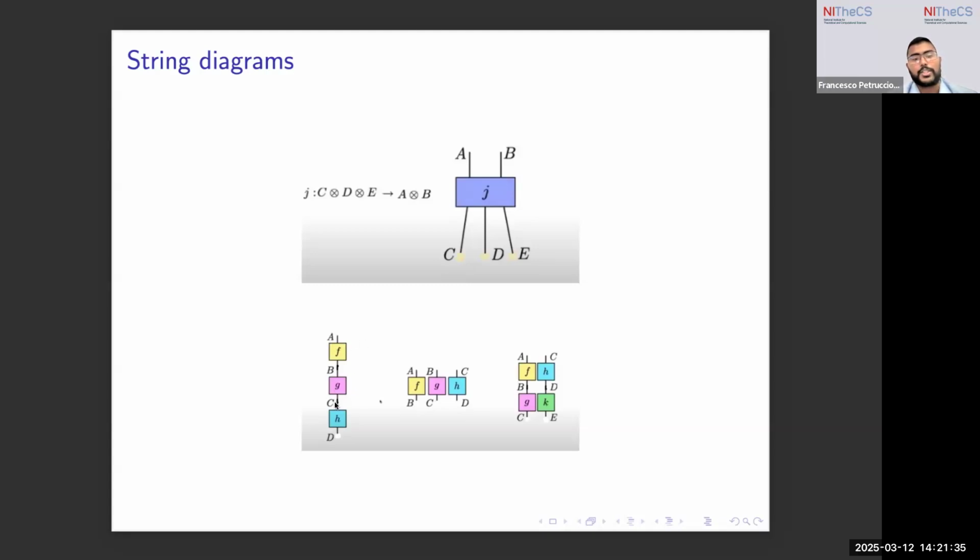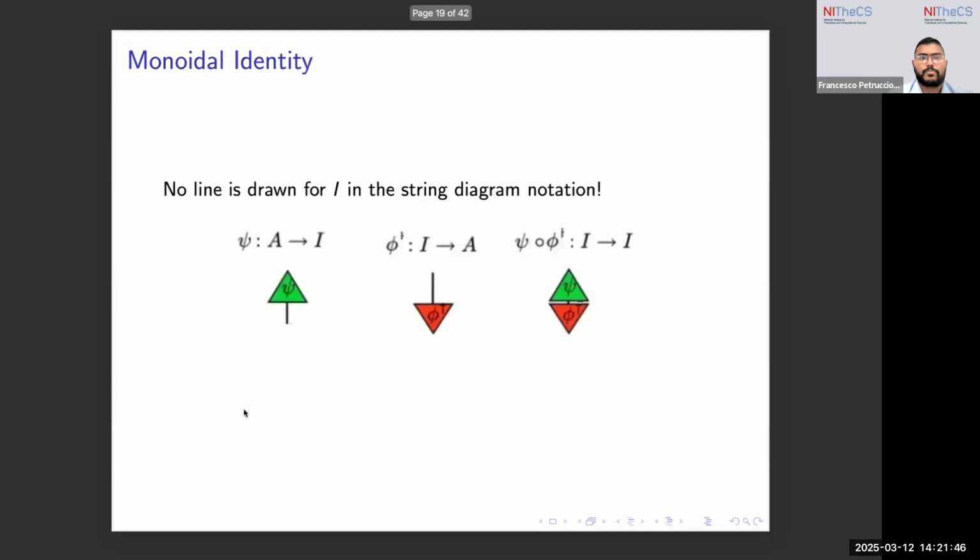So first compose F and G and then H. But those conditions essentially say that it's unambiguous. So as we said, we need a monoidal identity. So it's an object I in your category such that I tensored any object X gives you back X up to isomorphism. And in the string diagram notation, we don't draw a line or wire for I.